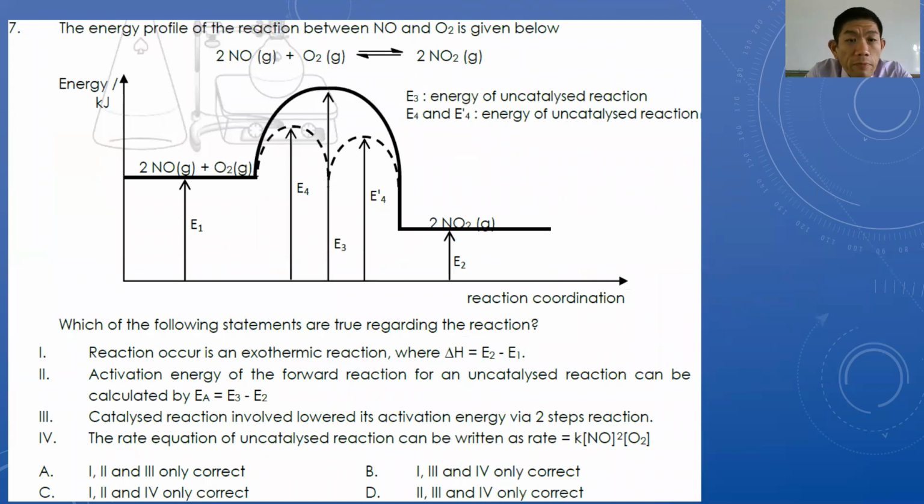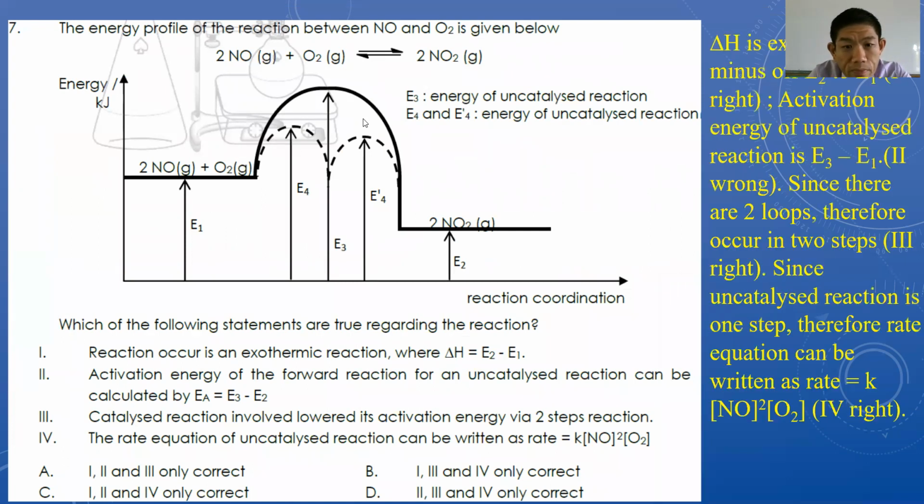Number 7, energy profile for the reaction between NO and O2 is given below. So 2NO plus O2 gives 2NO2. Which of the statements are true regarding the reaction? Number 1, reaction occur is an exothermic process where you have E2 minus E1, which is correct. Then number 2, activation energy for the forward reaction for an uncatalyzed reaction can be calculated by E3 minus E2. So no, it's E3 minus E1. So number 2 is incorrect.